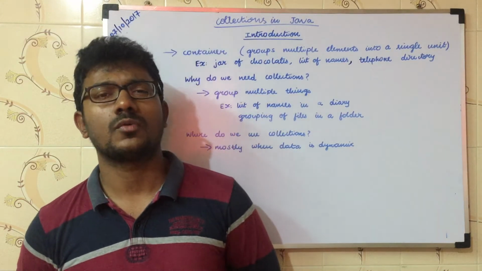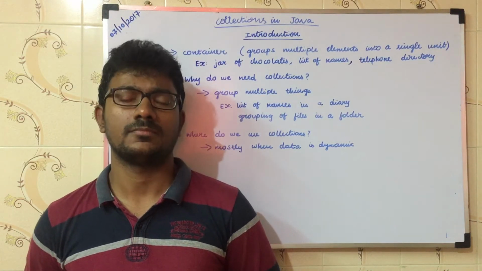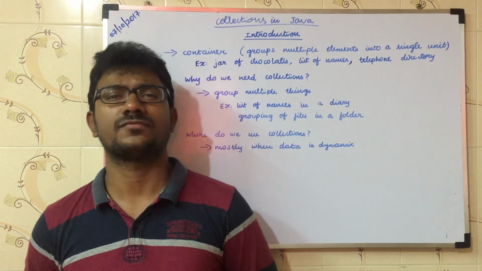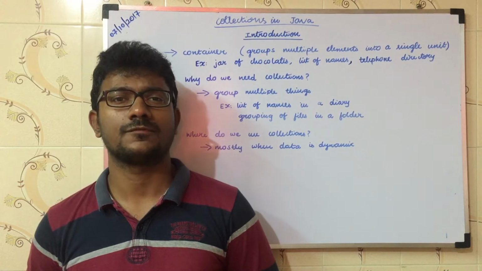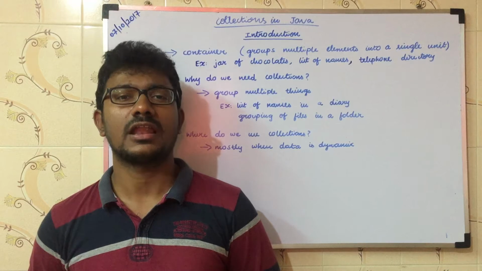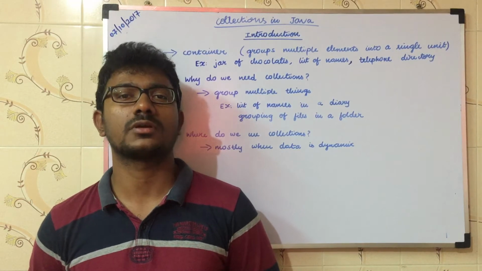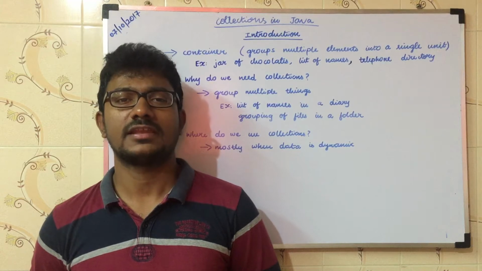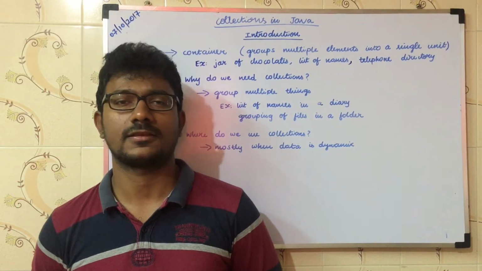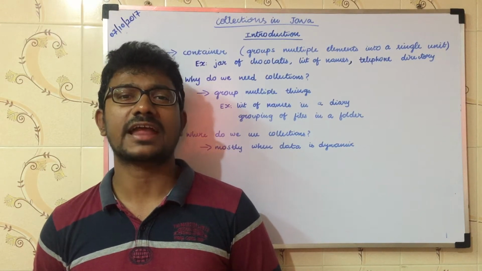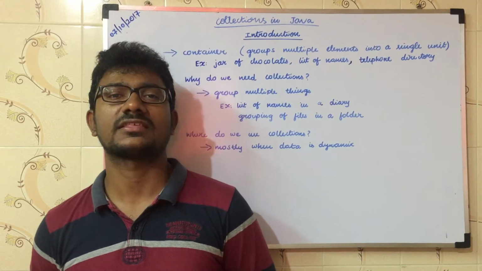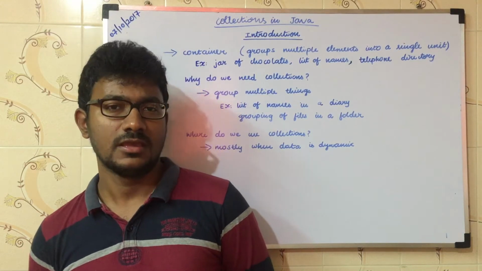So first we will talk about what is a collection in a general sense. Collection is a group of things. For example, if you need to collect chocolates, you try to use some jar where you will collect a set of chocolates like Perk, Munch, 5-star, etc. So that jar acts as a container or collection. It is collecting a set of chocolates.